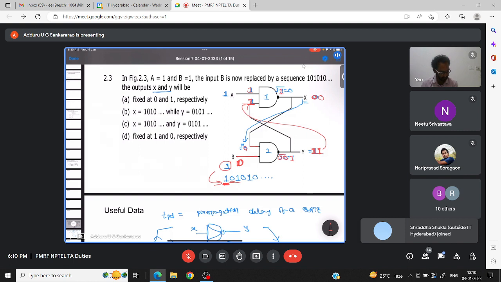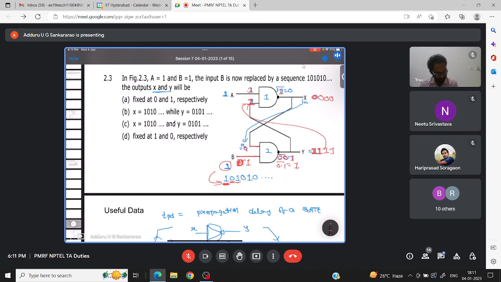Next you are giving 1, instead of 0 you are giving 1. Now 0, 1 whole complement is 1 only. So on this sequence, however many times you give, what will happen? X remains at 0 only, Y remains at 1 only. That means X is fixed at 0 and Y is fixed at 1 respectively. First option is correct.